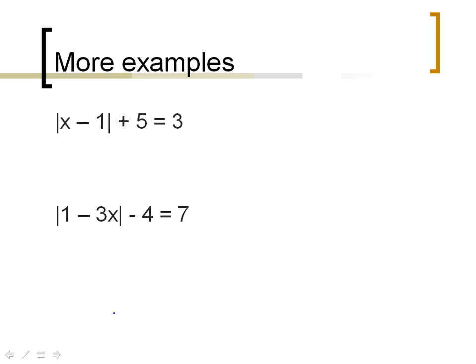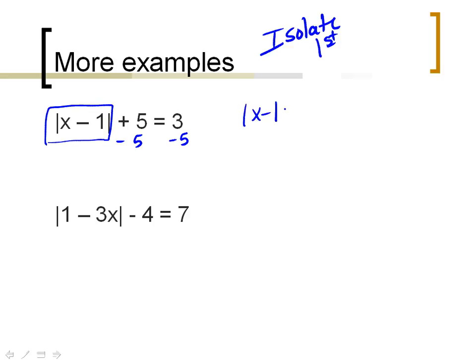More examples here. If I have absolute value of x minus 1 plus 5 is equal to 3, the absolute value is not isolated. So I've got to isolate the absolute value first. So I'd have to subtract 5 from both sides. I cannot combine things that are in the absolute value to things that are not, so don't try to simplify that expression anymore. I've got to get this whole absolute value on a side by itself. So I would have absolute value of x minus 1 is equal to negative 2.